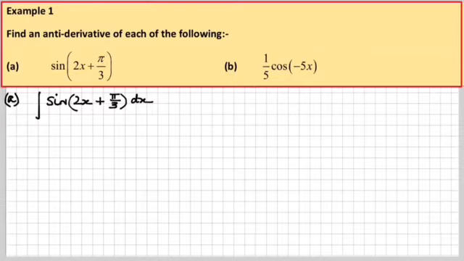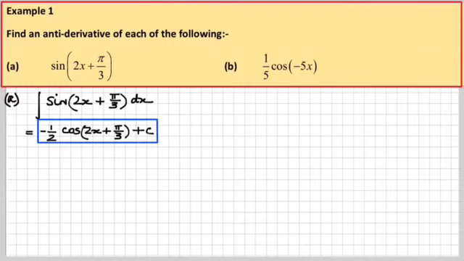Now, come on, get your neurons firing. What's the answer to this? Well, I can give you a hint. It's going to be cos, isn't it? Well, it's going to be minus a half of cos of 2x plus pi on 3 plus, of course, the c. Okay? Now, where did that half come from? Well, it came from here. We had to reverse chain rule, didn't we?